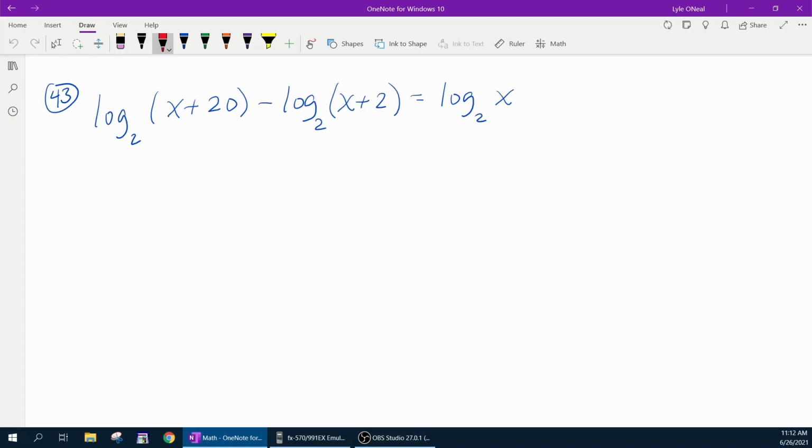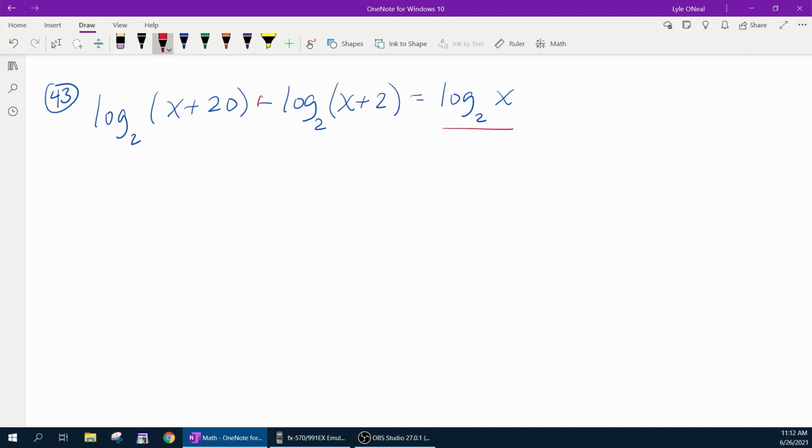Now, for our next example, number 43, if we evaluate what we have in this equation here, you're going to see that we have 1, 2, 3 terms in the equation, and they all have a log. So this is going to be one of the easier cases. However, we are going to have to combine these 2 logs into one, and then we can use the method of common bases. So what do I notice here?